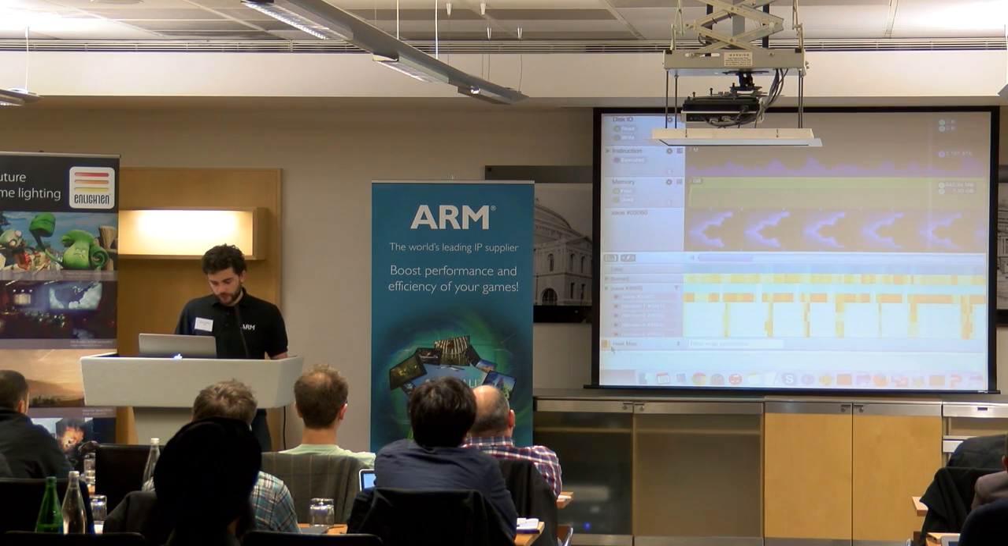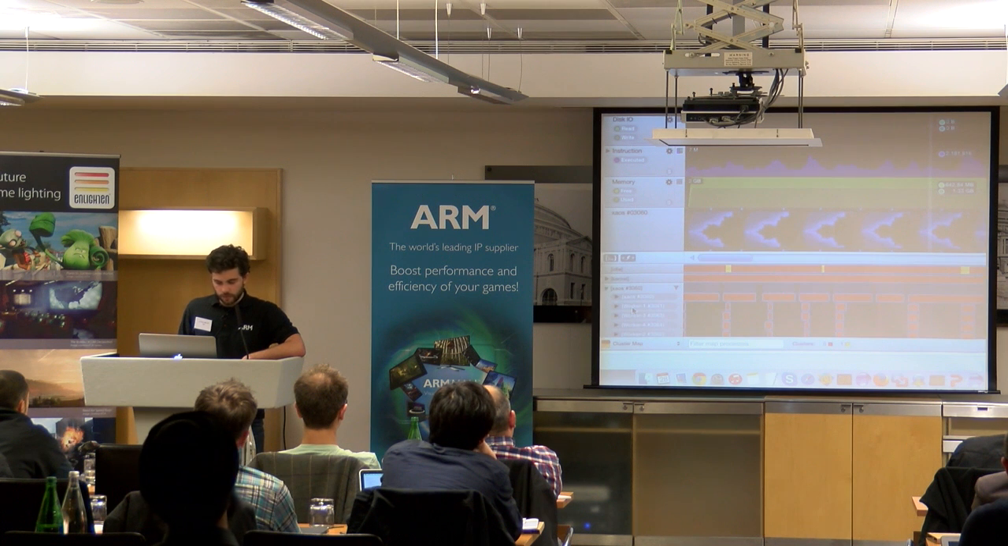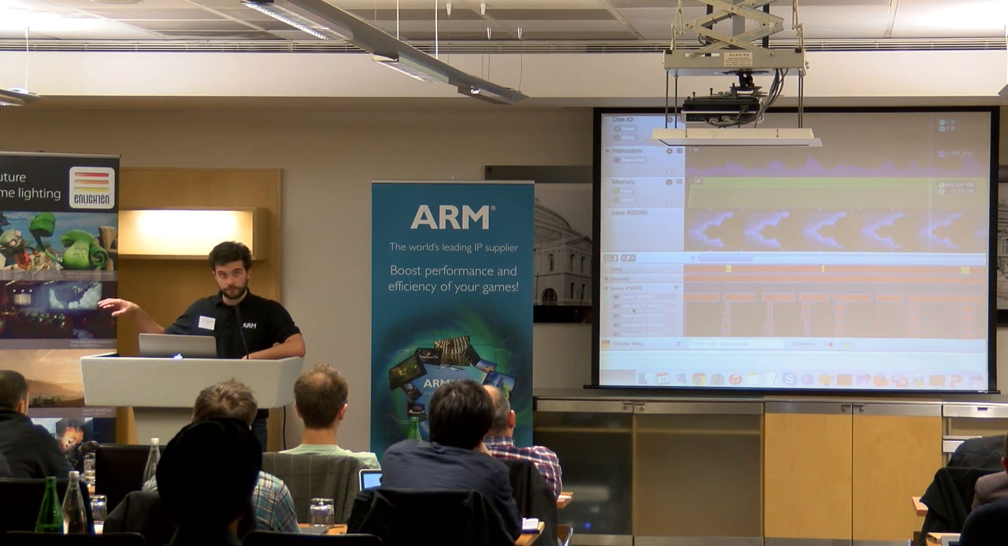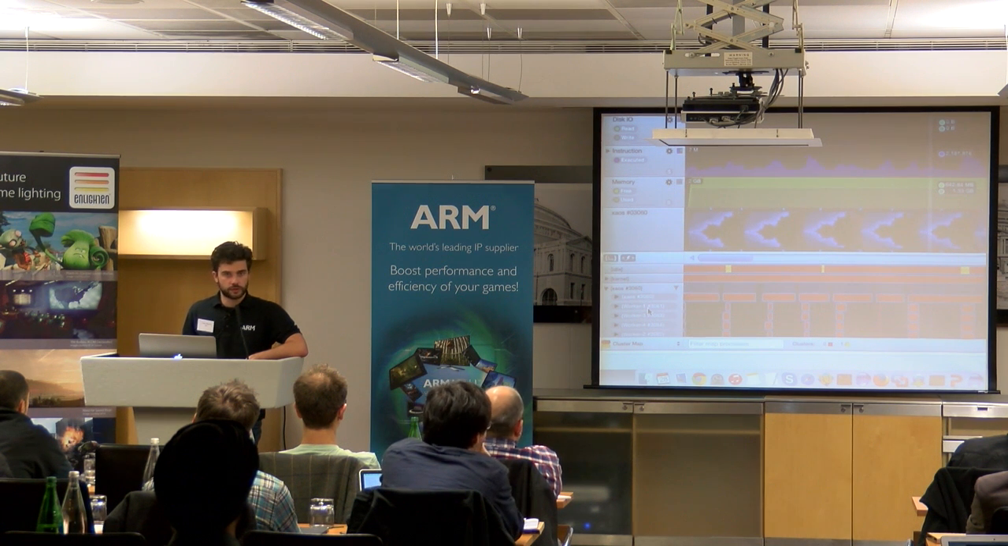The bottom view also supports other kinds of views. There's a cluster map which shows if the big or the little part of big.LITTLE is being used. If your application uses only the little cores, it will run for longer because they are more power efficient than the big ones. But it's quite usual that you have some spikes for just a few milliseconds going to the big cores.